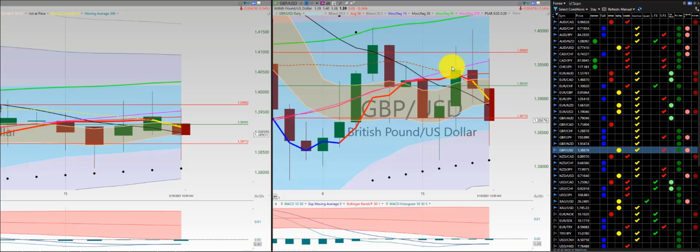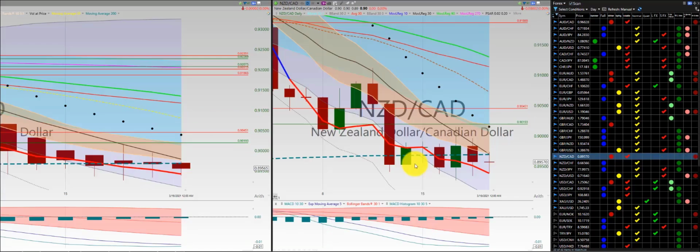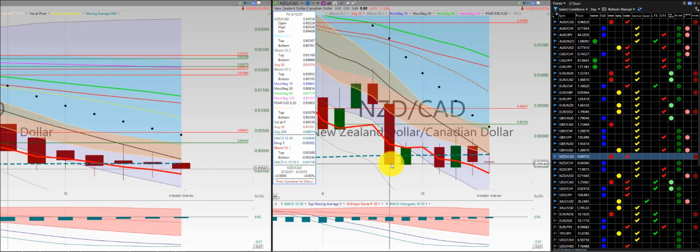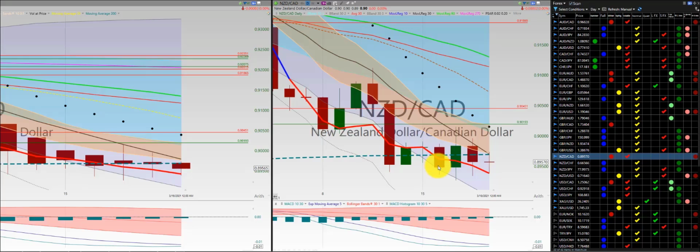This came back as kind of a reversal, but stopped right at the 270. Heikin-Ashi body was below. Did not take it. This was red, green, no trade for the rest of the week. New Zealand Canadian dollar just hovered. Just hovered right along the 200. So this was nothing but chop. No trade here. Trade green Harami.